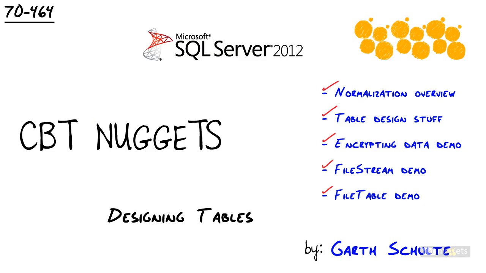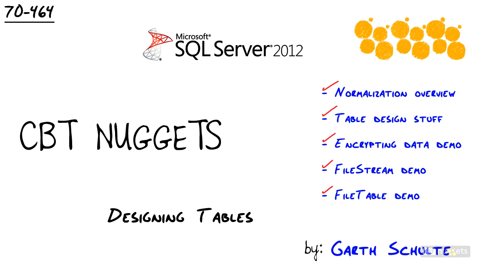Great stuff. In this CBT Nugget, we learned how to design tables. We started off with a normalization overview where we got familiar with the most popular database design technique. We saw that normalization brings organization to our database and helps us reduce data redundancy and data dependencies. We also got familiar with some table design stuff required for this objective, namely encryption, file stream, and file table. Then we got familiar with how to work with each one of them.